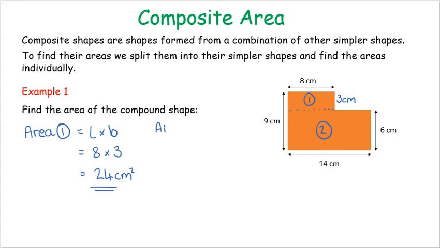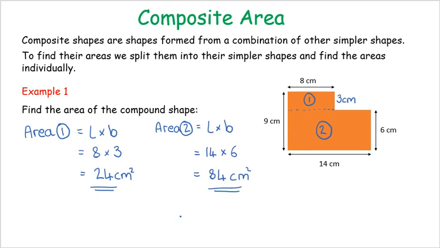On to area 2. Area 2 again, just double checking it as a rectangle. Therefore, to work out the area, I do length times breadth again. Length is 14, and the breadth is 6. So 14 multiplied by 6 gives me 84. And that is again square centimetres because we're working area now. So that's the two areas separately.